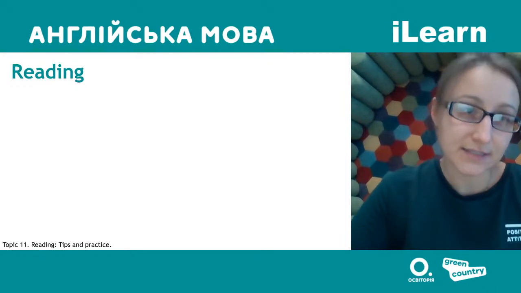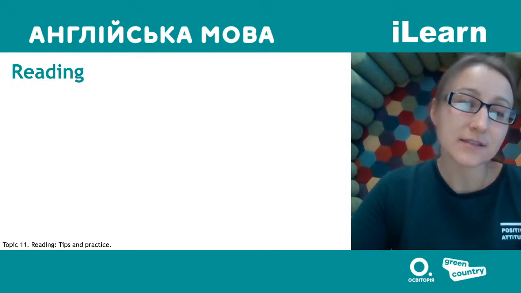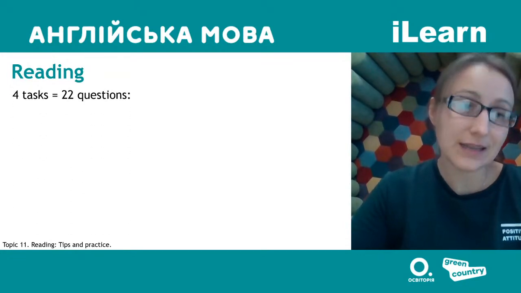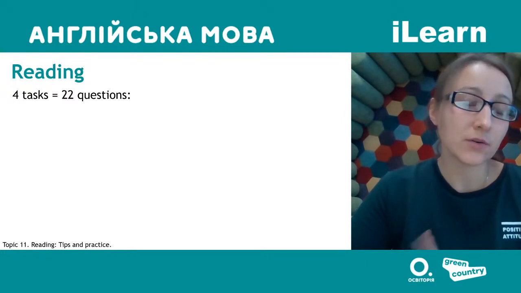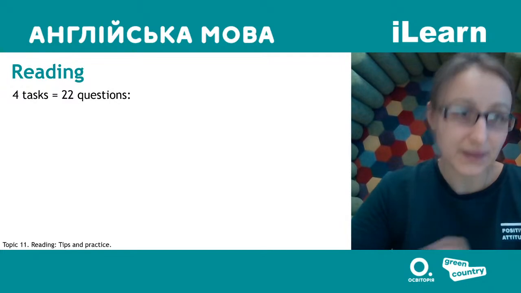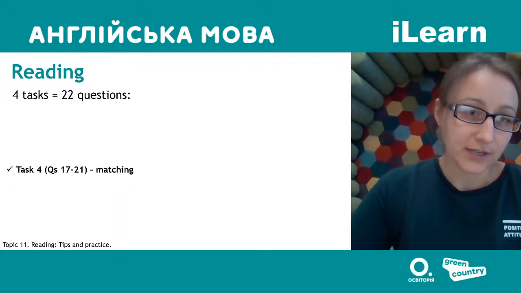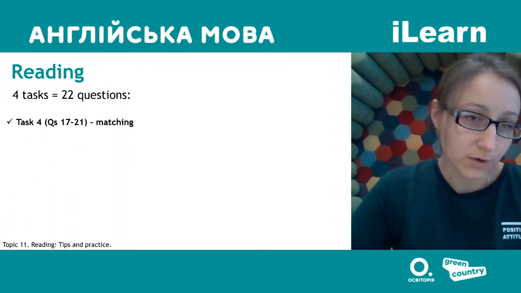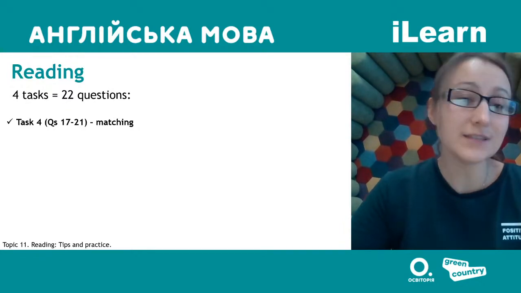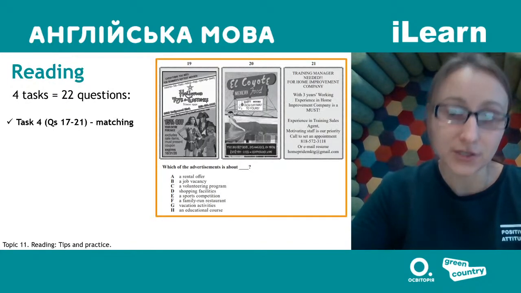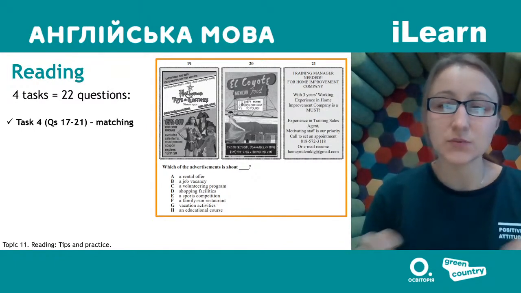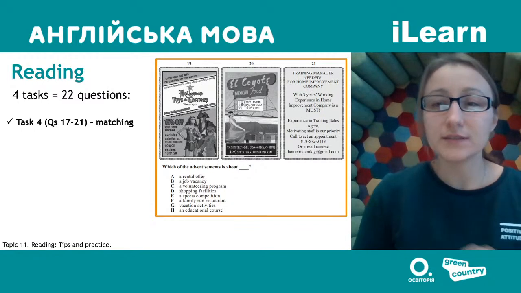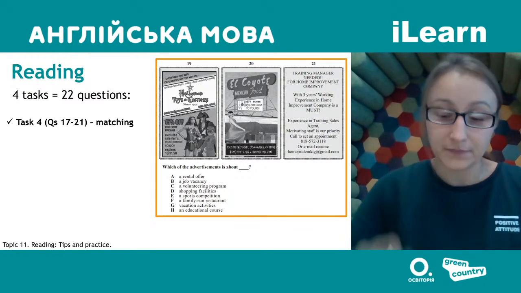So let's recollect. Reading is section number 2 in your exam. It goes after listening and it contains 4 tasks. I hope that you remember there will be overall 22 questions. Task number 4 has 5 questions, and that is a task for matching. You remember when we have short texts like advertisements and we need to match them with the main idea, so what they are about.